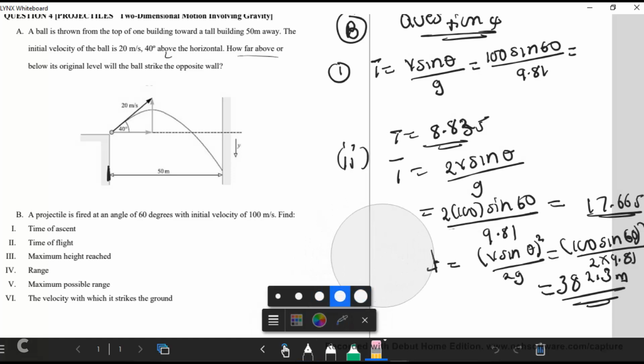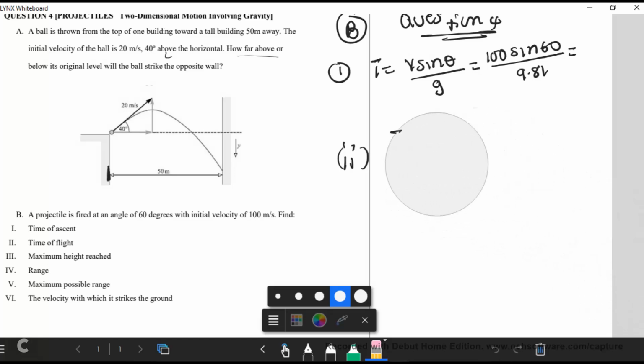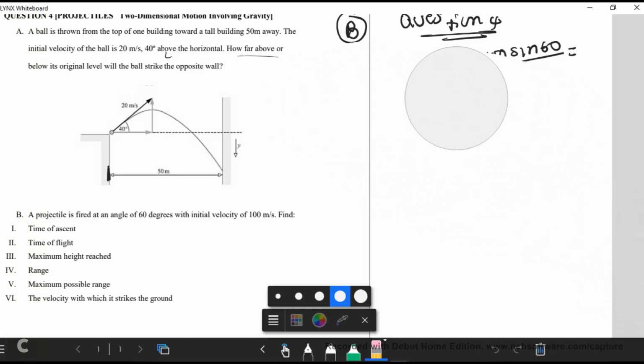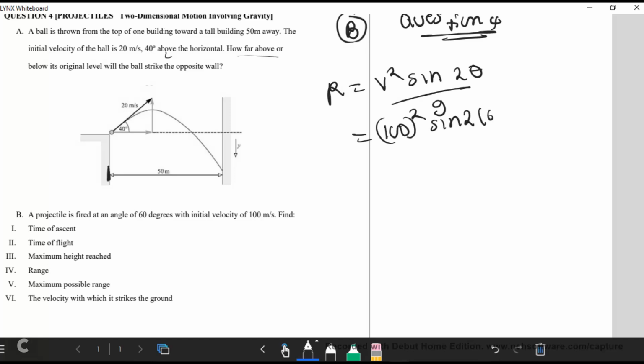Then let's do the range now, because the one that we were finding was the height. The range is equal to v squared sine 2 theta over g. Then it will be 100 squared sine 2 theta over 9.81.